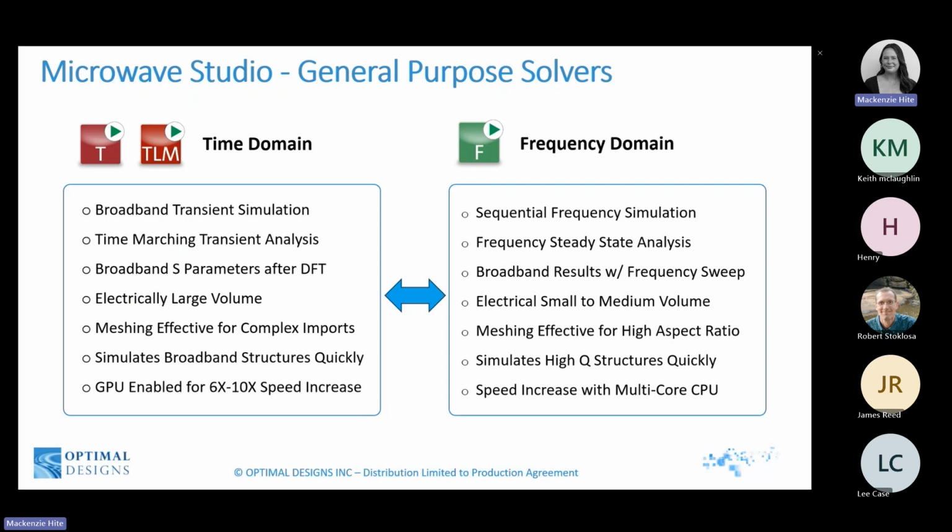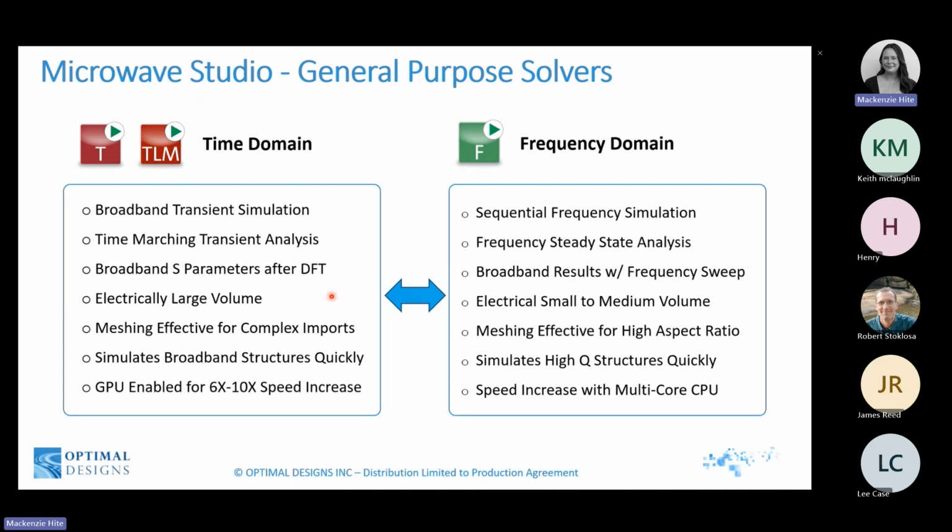Some key differences of the time domain and frequency domain are the following. Time domain is often associated with broadband transient simulation, where frequency domain uses a sequential frequency simulation approach. Time domain uses a time marching transient analysis, where frequency uses a frequency steady state analysis. Broadband S parameters are created in the time domain after a digital Fourier transform, where broadband results in the frequency domain utilize a frequency sweep.